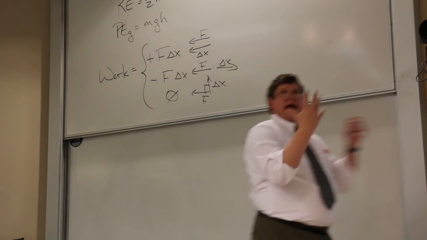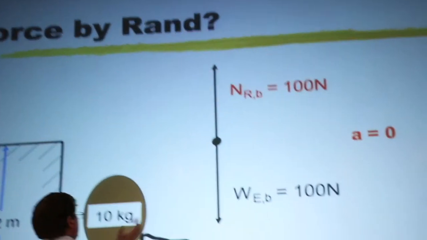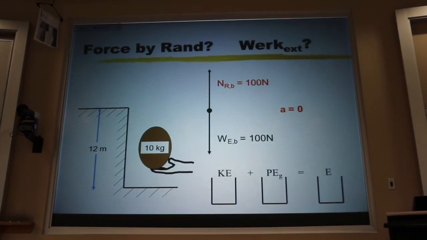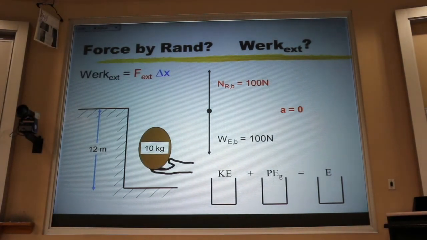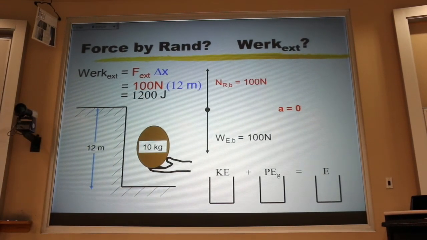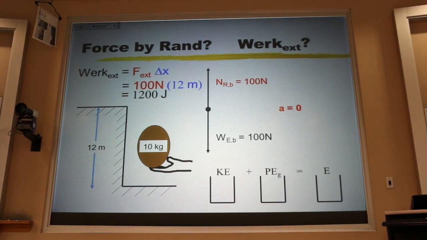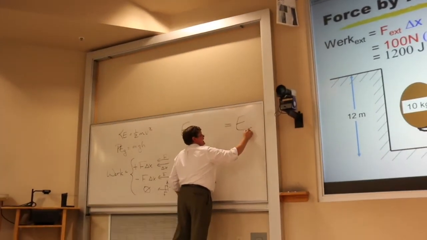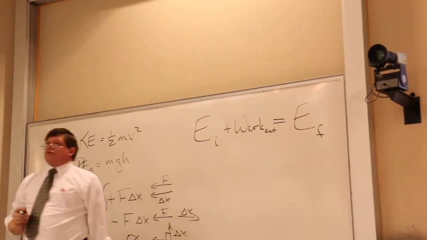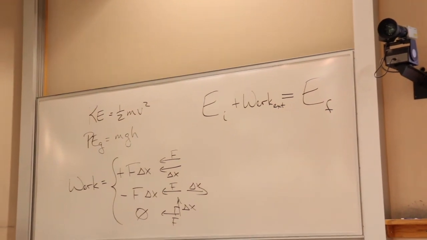Now in this case, Rand, the external agent, is pushing up and it's moving up. And so he does positive work. And that work is just plus the force times the distance. The force is 100, the distance is 12 meters, and that means he has done a positive 1200 joules of work. Now, in 205, the grand high work energy equation was that the energy in the morning was always equal to the energy at night, except when it wasn't. And it wasn't whenever there was an external agent doing work, either positive or negative, on our system.